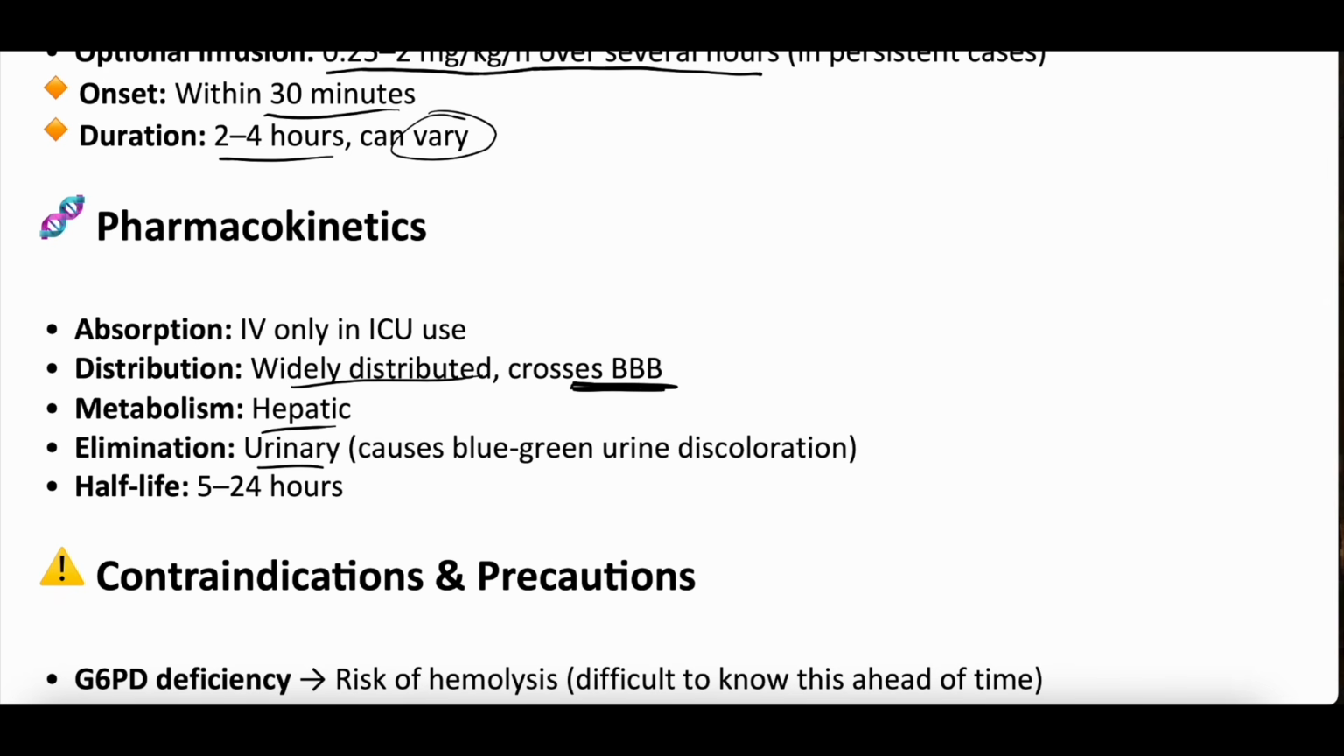And it does cause, this is always a fun thing to ask the trainees on rounds, blue-green urine discoloration. So in the Foley bag, the urine will be a blue-green color. Half-life is 5 to 24 hours, which can be somewhat significant. That's why we tend to stick to like a bolus, because if they respond, there will be some circulating for a little bit because the half-life's a little longer.